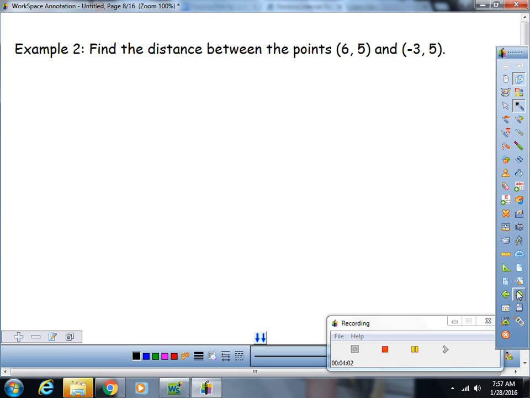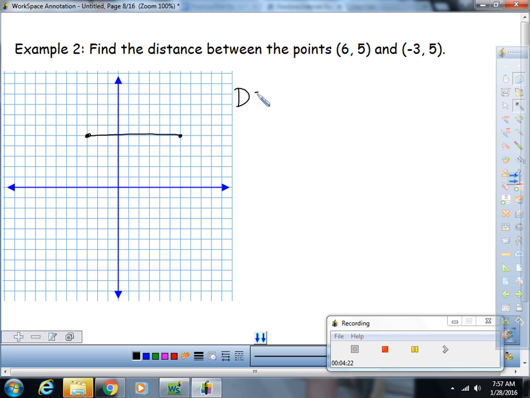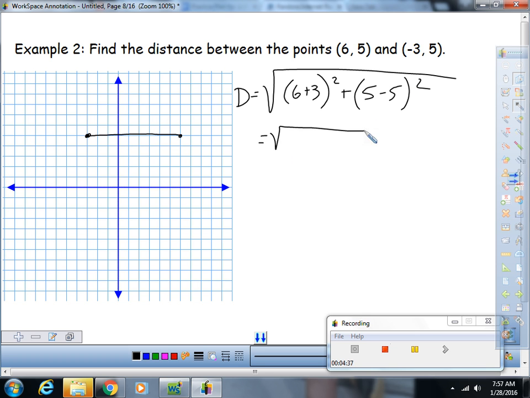Find the distance between the points (6, 5) and (-3, 5). We're looking for that distance. Distance is the square root of 6 minus a negative 3, so 6 plus 3, squared, plus 5 minus 5, squared. So it's the square root of 9 squared. So it's the square root of 81. Now let's see, is that a perfect square?